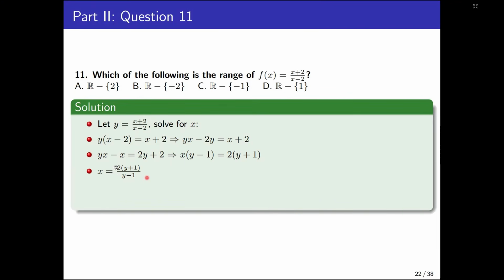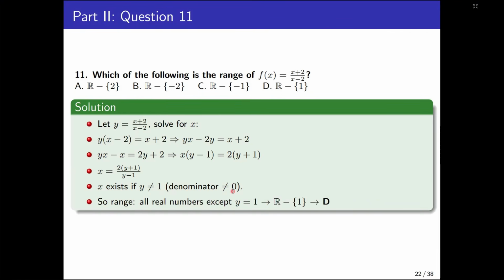So the domain of this function in terms of y could be the range of the original expression. So x equals 2(y + 1)/(y - 1). This function will be defined only when y is different from 1. Therefore, the range of this function, or the domain of this one in terms of y, could be the set of real numbers without 1. Therefore, x exists if y is different from 1, so that the denominator is not 0. So the range could be all real numbers except y equal to 1. That is R without positive 1. Therefore, the answer is D.